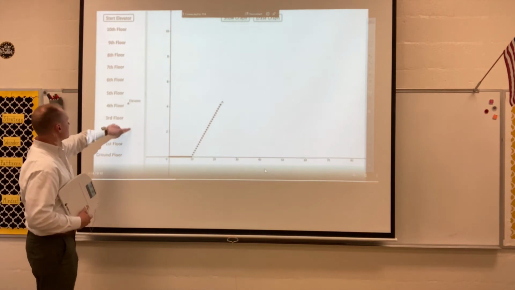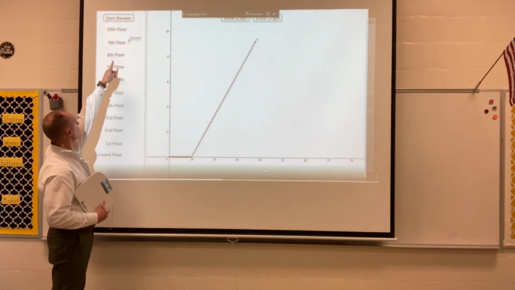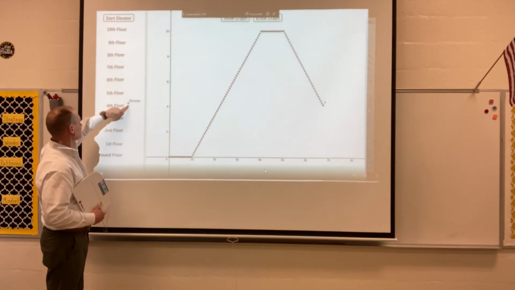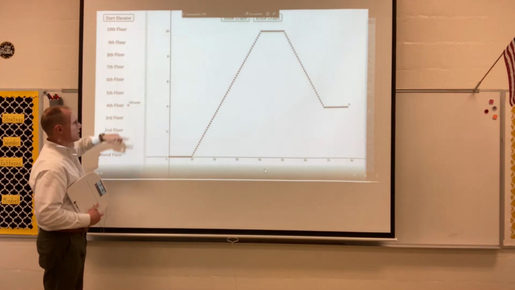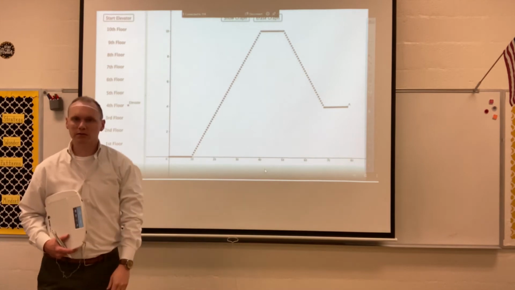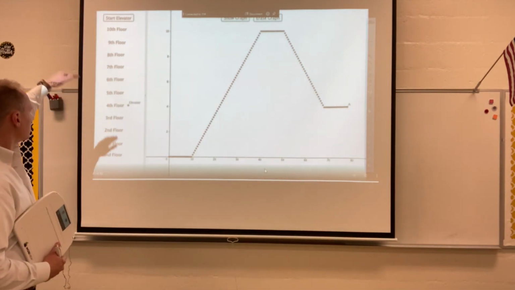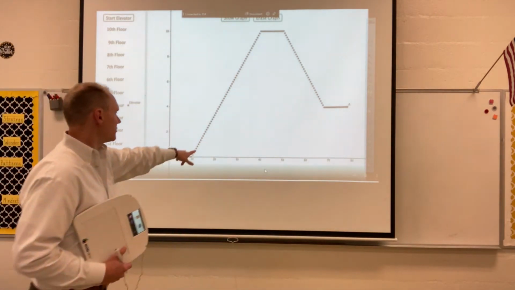So the elevator goes all the way up to the 10th floor. And then it stays there, and then it comes back down to the 4th floor, and it stays there for a minute, and then the time is up. So if you look at how the elevator changed with respect to time, you can see the graph over here.